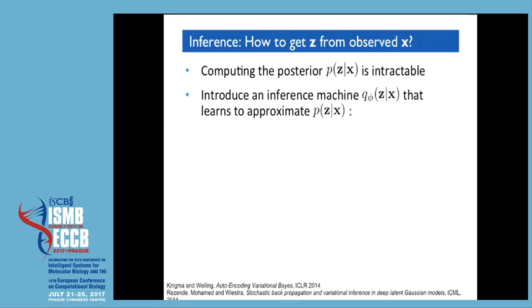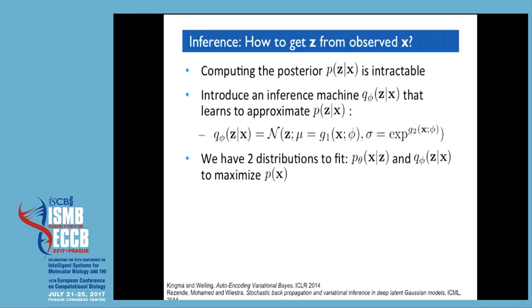approximate the true posterior, and this approximate distribution Q is, in a similar fashion as the generative one, parameterized by another deep neural network. And then this model consists of these two distributions, the generative one and the approximate inference one, and we need to fit these two distributions that are parameterized by two deep neural networks to maximize the evidence of the data, the P of X.